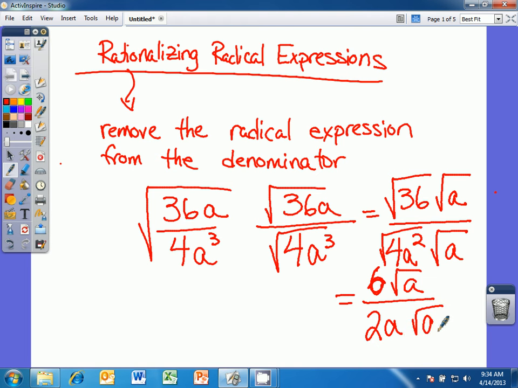We can simplify that further because anything divided by itself is 1. So radical a divided by radical a is 1. We can simplify 6 divided by 2. They have a common factor of 2, so 6 divided by 2 is 3. 2 divided by 2 is 1. So my final answer becomes 3 over a.